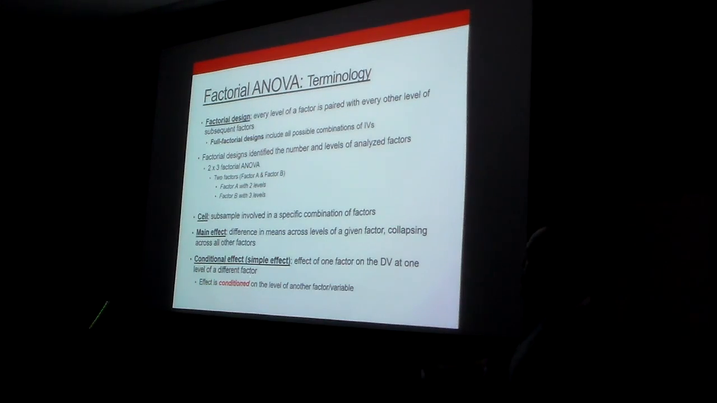So our cell, this is our subsample involved in a specific combination of factors. So here we have 6 cells in a 2 by 3. How many cells do we have in a 2 by 2? 4, right? So these are just our individual cells. This starts to become important when we start thinking about screening, okay?